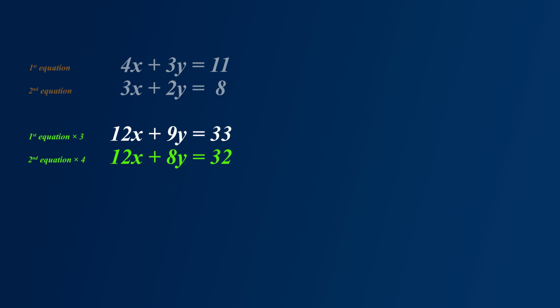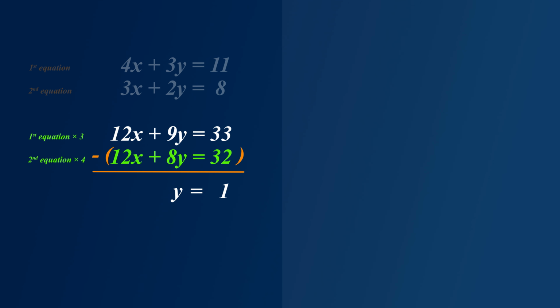Then we subtract. Remember to take care when subtracting because all of the signs in the second equation change. 12x minus 12x is 0. 9y minus 8y is y. 33 minus 32 is 1. So y equals 1.